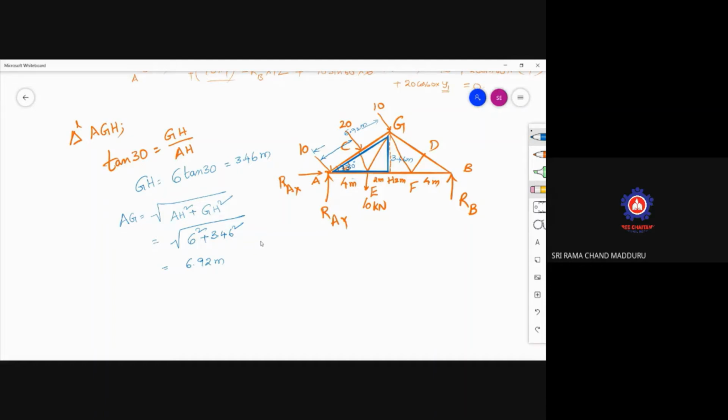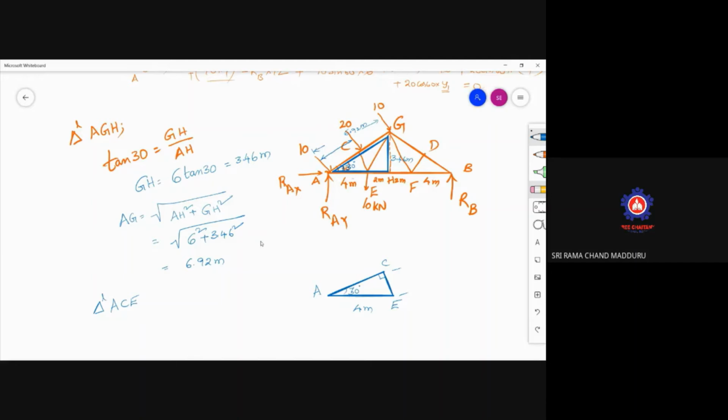So take triangle ACE. Triangle ACE means it is looking like this. This is 90 degrees here. This is C, this is A, this is E. This distance is 4 meters. This is 30 degrees. We don't know the distance from here to here, CG. We'll calculate that later on. Here, AC value is to be calculated.